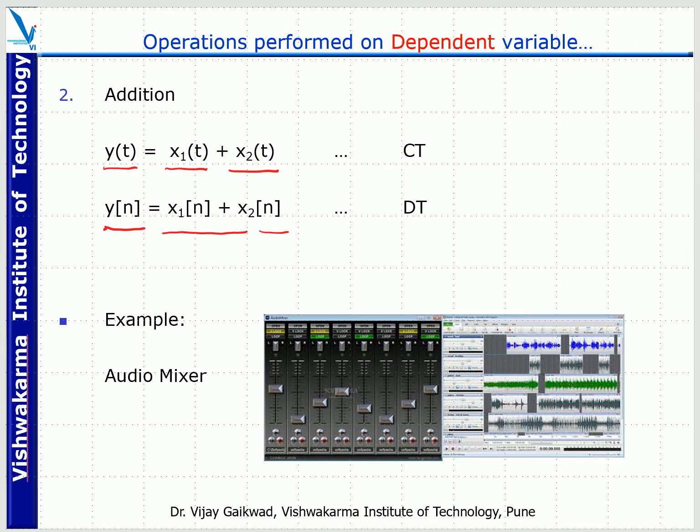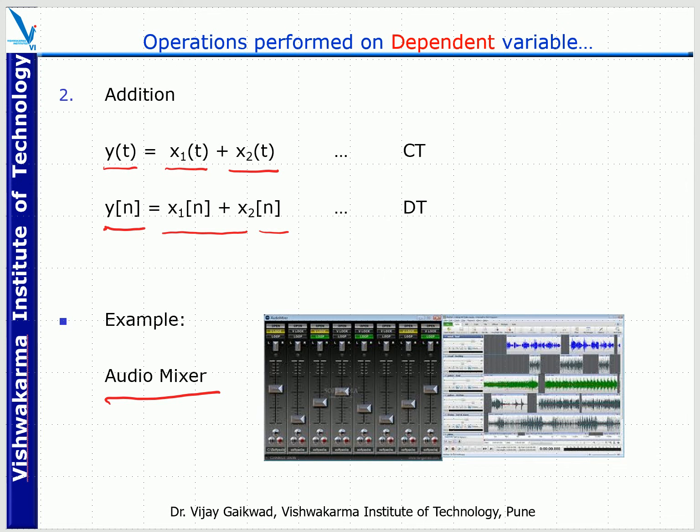Example of addition operation is the audio mixer, where it will add voice signal as well as music signal, and a composite audio song we can listen, which is a resultant of addition of various signals. So audio mixer can be considered as the best example to showcase the addition operation which is performed on the amplitudes of the signals.